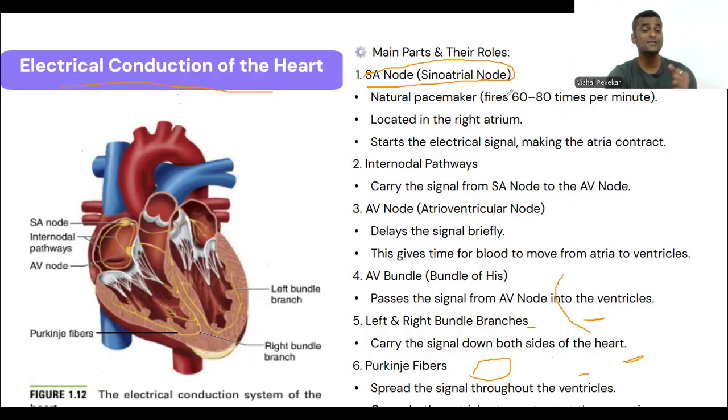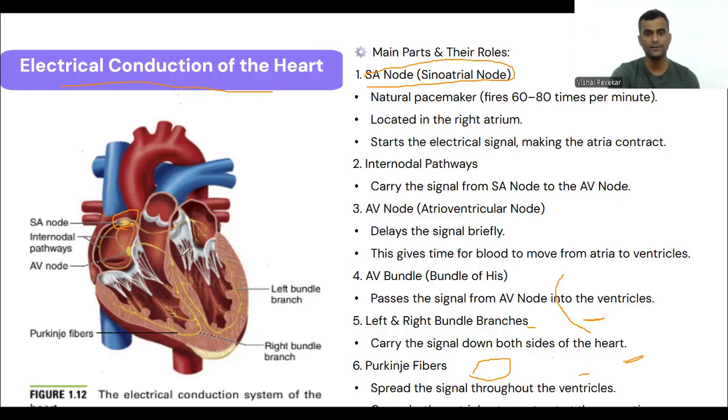Which fires at around 60 to 80 times per minute, right? So it basically ensures that your heart beats at the right pace, right? So it is basically found at the right atrium. So if you can, let's locate it, right? So what you see here is your sinoatrial node, right, the natural pacemaker, which fires at around 60 to 80 times per minute, right? Located at the right atrium, which ensures that it basically receives the signal and then makes your atria contract, right? So once the signal is received, it forces the atria to contract, pushing the blood into the ventricle together, right?